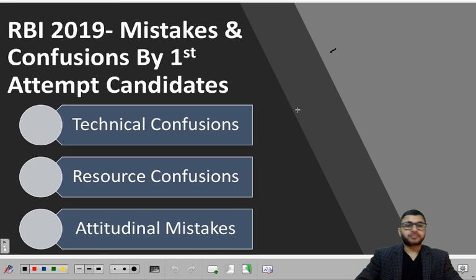Okay, perfect. So, what exactly are we going to cover today? The main issue that I'm going to focus upon is the mistakes that students make when preparing for RBI or any other examination, whether it's RBI, UPSC, SBI or SSC or any other banking exam. Whatever exam you're preparing for, there is a certain path that you take in order to prepare in the best possible manner.